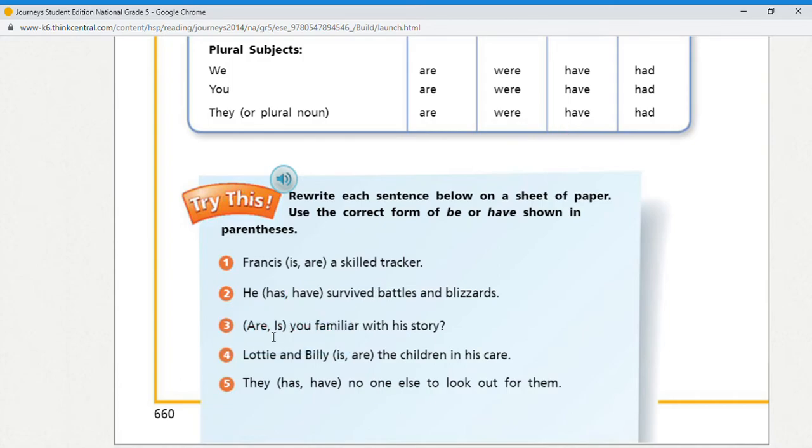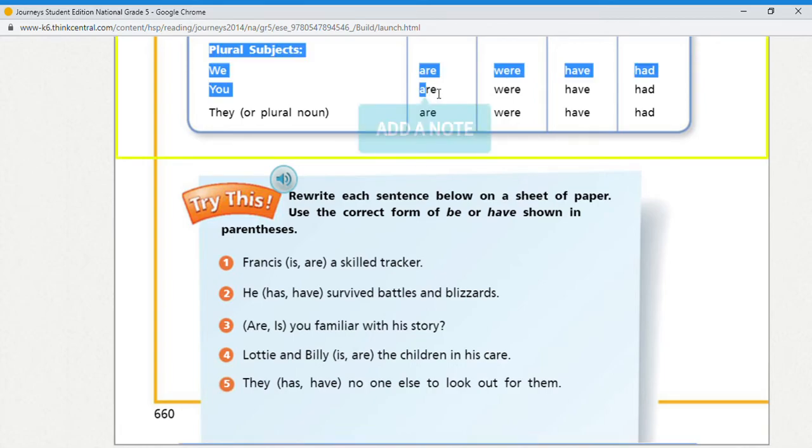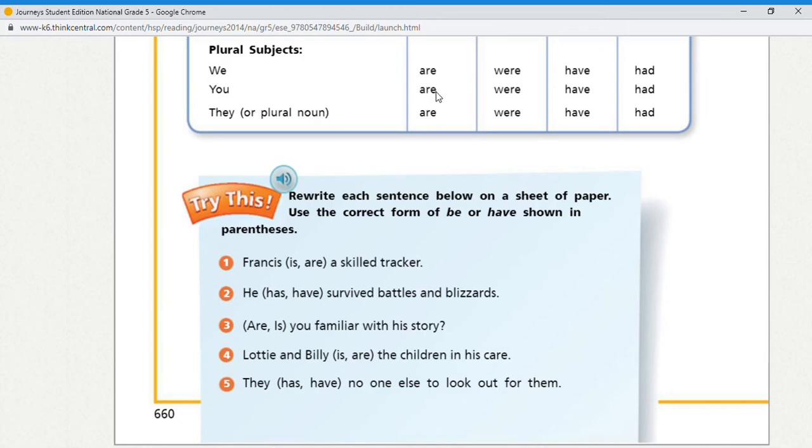Number 3. Here it's a question. So the verb to be is going to be at the beginning of the question. So are or is you familiar with his story? So here, guys, the subject is you. So is you or are you? So here, guys, we're going to use are because the subject is you because it's a plural subject. So I'm going to use are. So the answer is, are you familiar with his story?